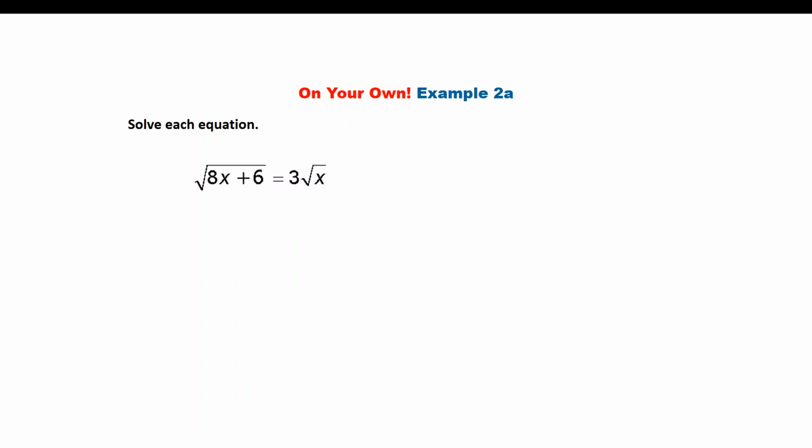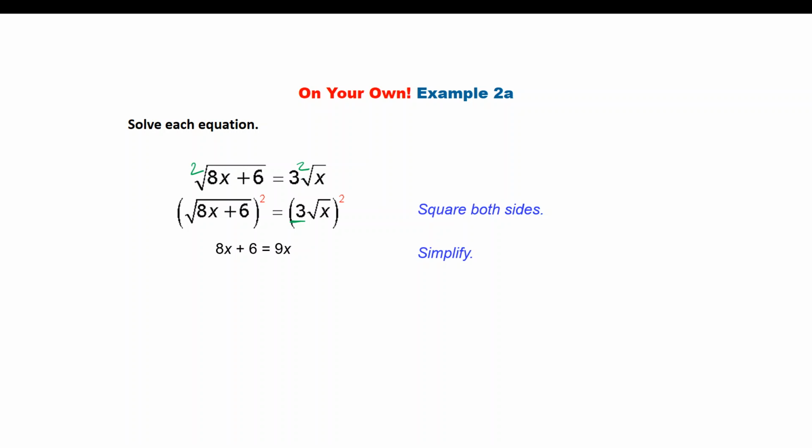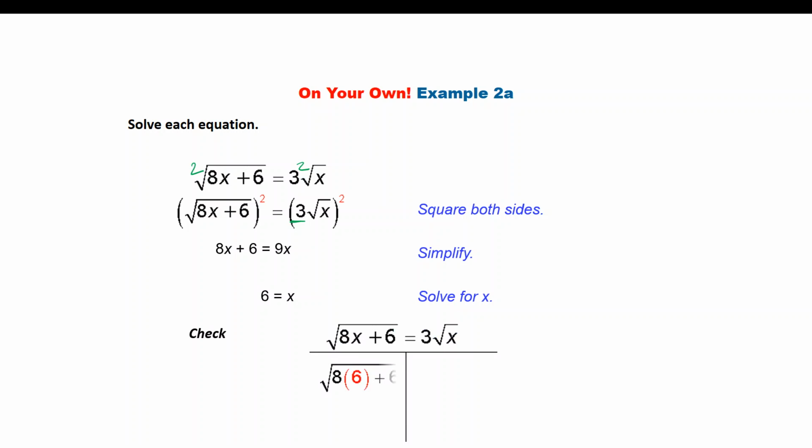All right, I hope you found this one to be pretty easy. Remember, our index here is an understood 2, so we just need to square both sides. And when we do, don't forget to square your 3 also. So we end up with 8x plus 6 equals 9x, and now it's an easy algebra problem to solve. 6 equals x, and then you can do your checking by substituting 6 in for x, and we end up, don't get freaked out, but we end up with 3 square root of 6. And it's true on both sides, so you know you did it right.